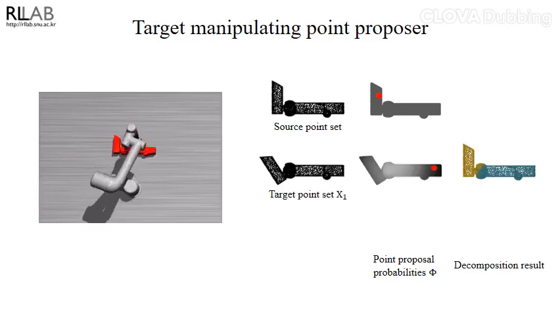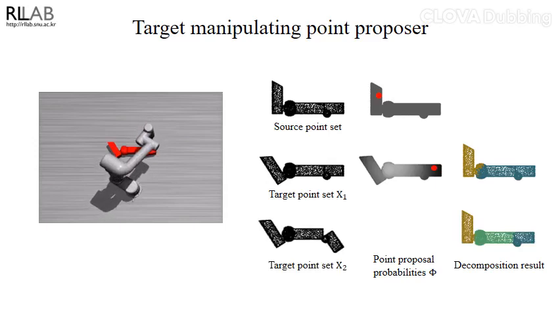By manipulating the target manipulating point, it collects the target point set. After that, you can run the proposed method and find the decomposition result. The point proposal probabilities can be updated too. It samples the next target manipulating point from the point proposal probabilities. By manipulating the next target manipulating point, it collects the next target point set. From the two target point sets, the proposed method can decompose the unknown object into 3 links.